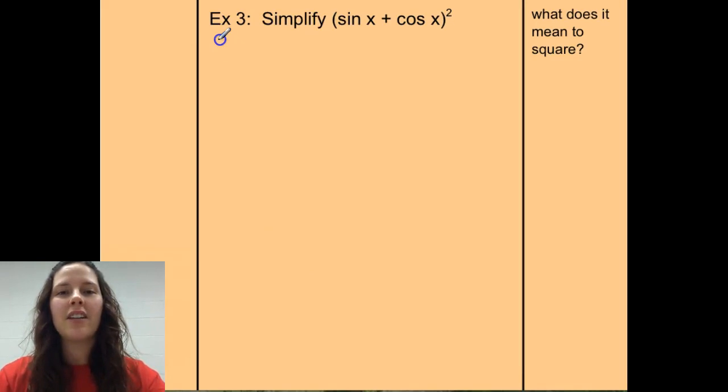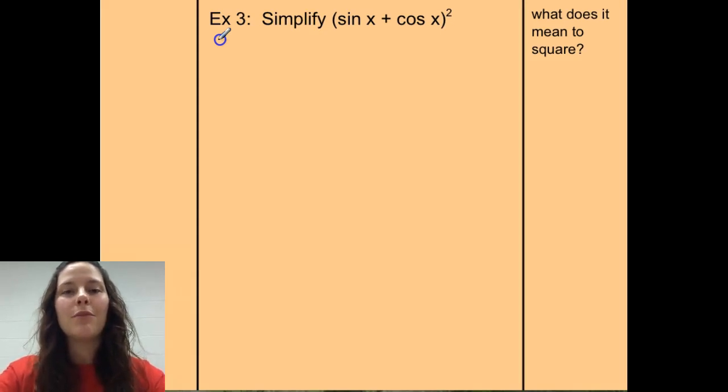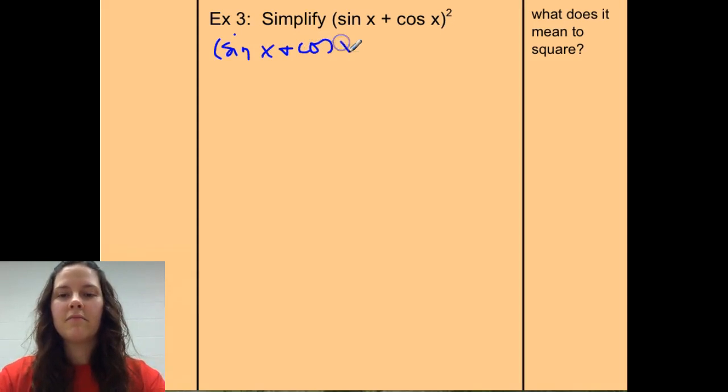Example 3, instead of having a denominator, we have a binomial squared. So think about, what does it mean to square something? It's really tempting to just distribute the square into the parentheses, but you'll be missing the middle term, the O and the I, when you FOIL. So write it out the long way, sine x plus cosine x times itself, sine x plus cosine x.